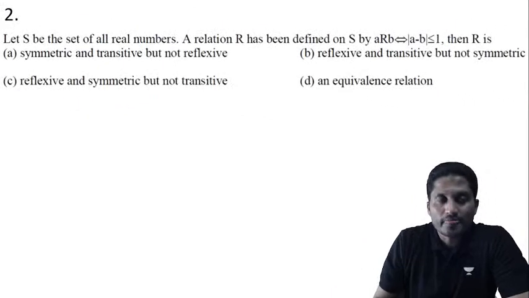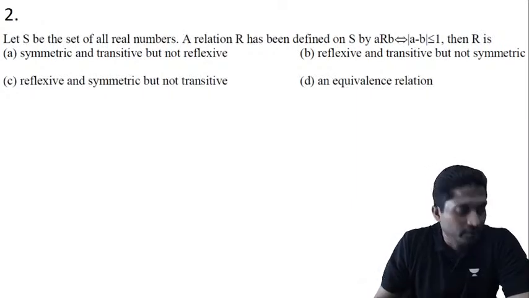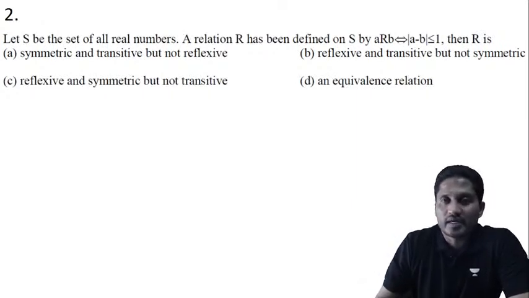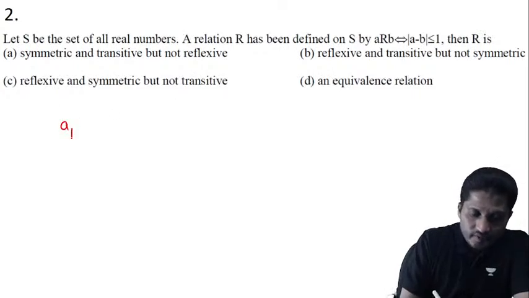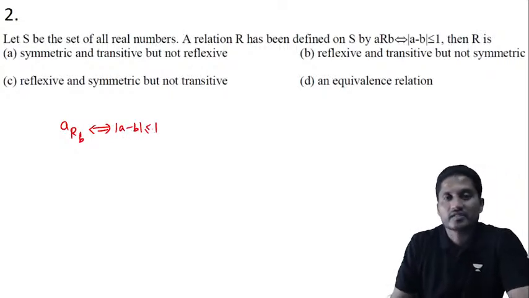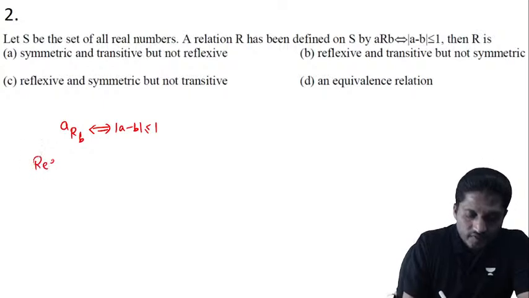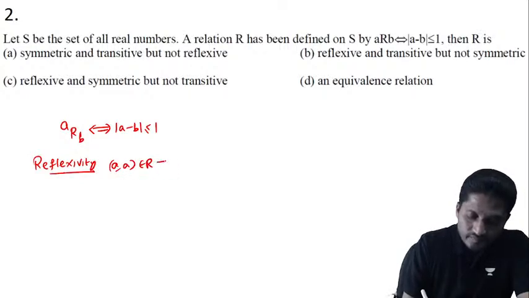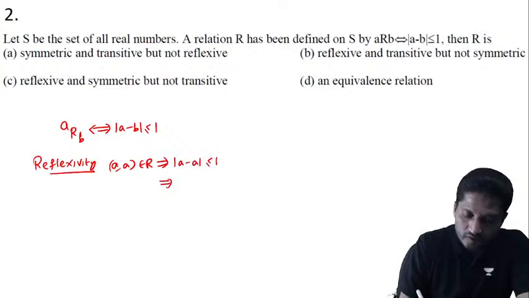Right? Question number 2. Let S be the set of all real numbers. Relation R defined by A related to B if and only if modulus of A minus B is less than or equal to 1. I should check whether it is reflexive, symmetric and transitive. Reflexivity, obviously it is reflexive. A comma A belongs to R implies that modulus of A minus A is less than or equal to 1. So this means that mod of A minus A is 0, less than or equal to 1, which is true.